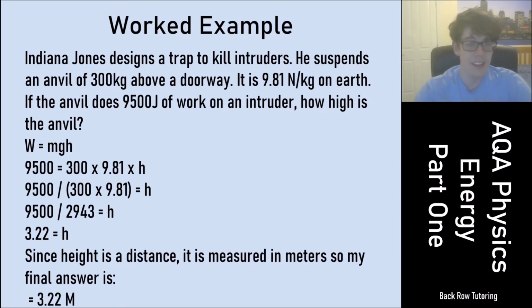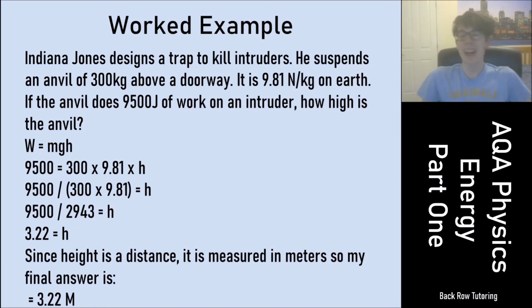Indiana Jones designs a trap to kill intruders. He suspends an anvil of 300 kilograms above a doorway. It is 9.81 newtons per kilogram gravitational field strength on Earth. If the anvil does 9,500 joules of work on an intruder, how high is the anvil?